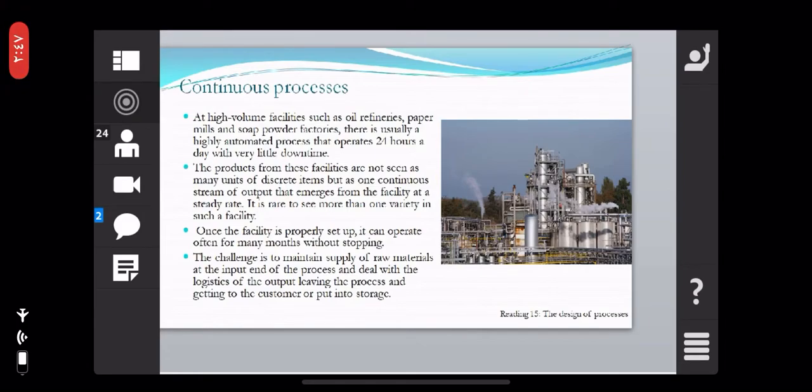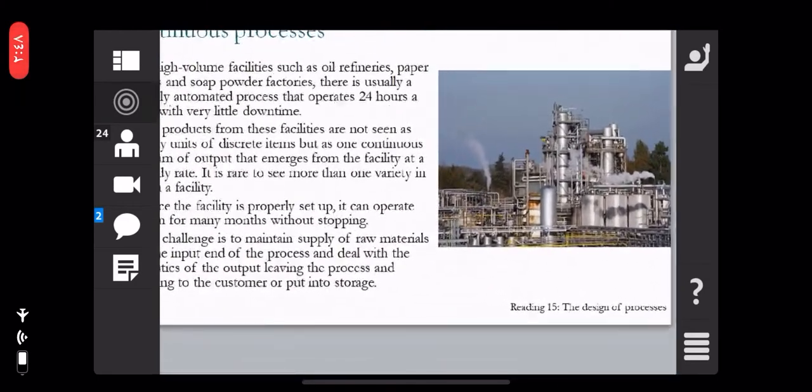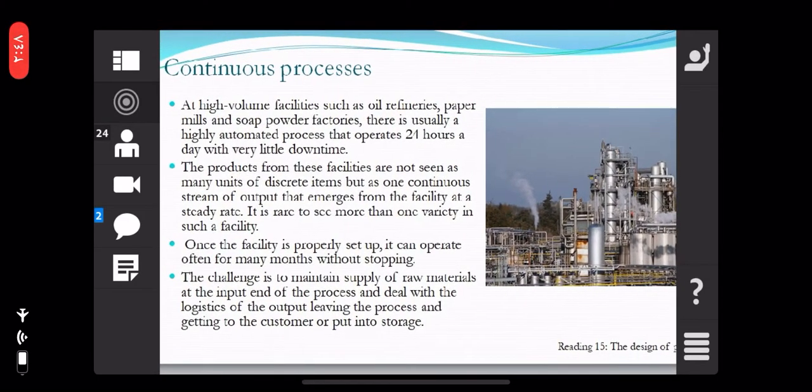The oil refinery never stops. Okay, they produce gasoline, diesel, whatever is gas, a lot of kinds of petroleum products. That never stops. The products from this facility are not seen as many discrete units. Usually these are a continuous stream of output; they produce this kind of product all the time.